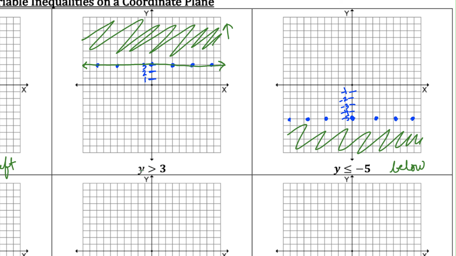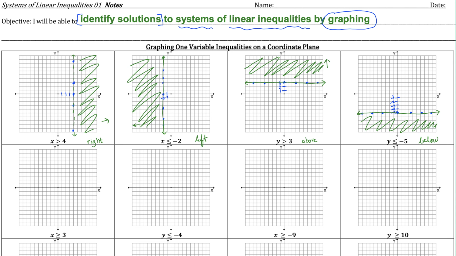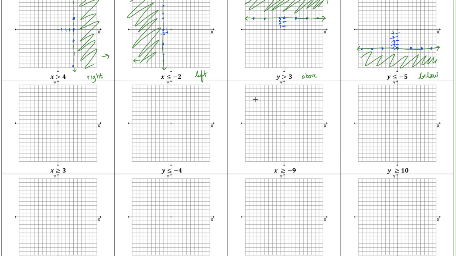Unlike this one, where you wanted the points where y's are greater than 3, so you wanted the ones that are above. Here, y is less than, so we want the points with y's that are below. And can the y be negative 5? Yeah, it can be equal to. So these are actual points. I'm going to show that these are all points by doing the solid line. All right, cool. So I'm going to jump to the next page. I'll have all of the rest of these done in the notes, but I'll go to the next page.